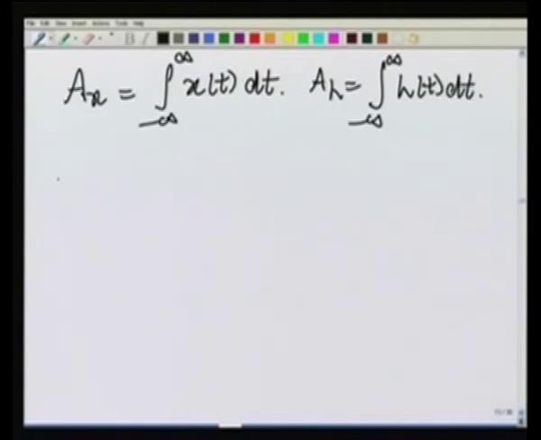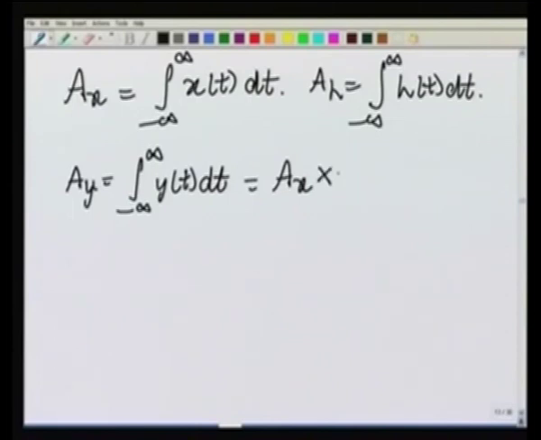then it turns out that A y, the area under y, is equal to A x times A h. So, the convolution of two signals gives us the area, the product of the component signal areas. So, there is this relationship about areas that you can investigate and try to prove.